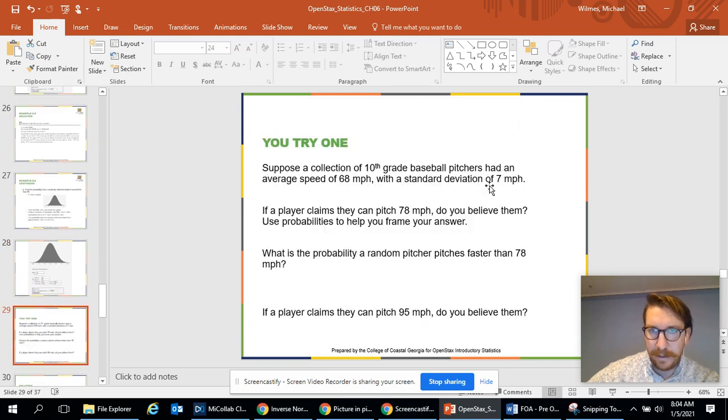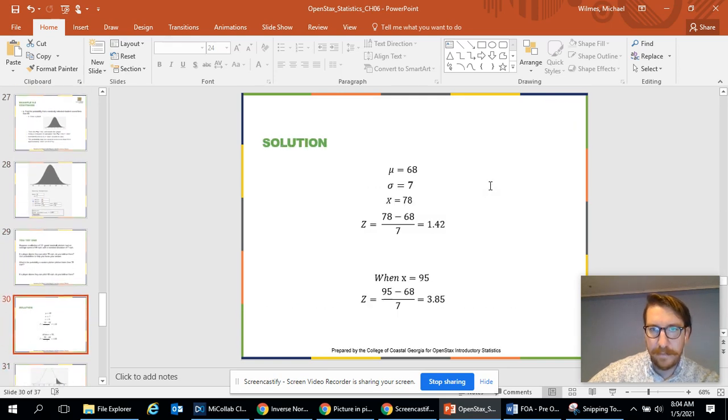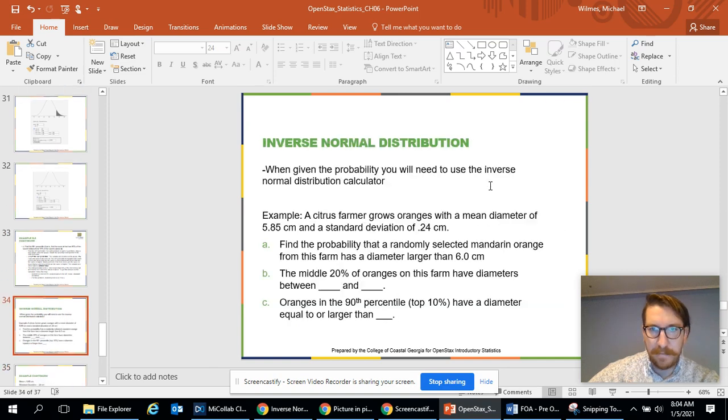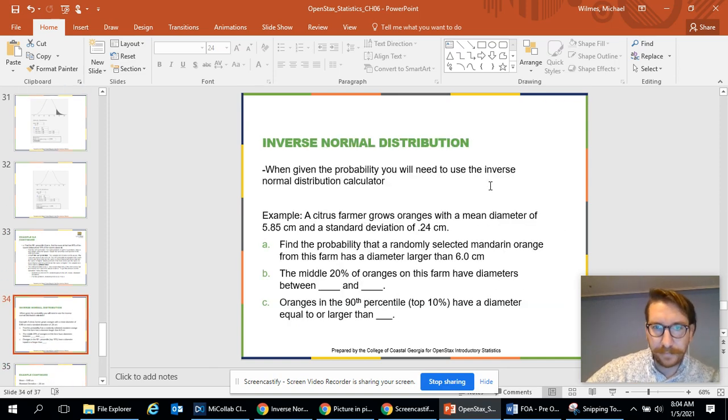Here we're going to be learning how to use a new calculator called the inverse normal distribution calculator. It's going to be useful when they give us a probability, and then we have to work backwards. So let's do an example.